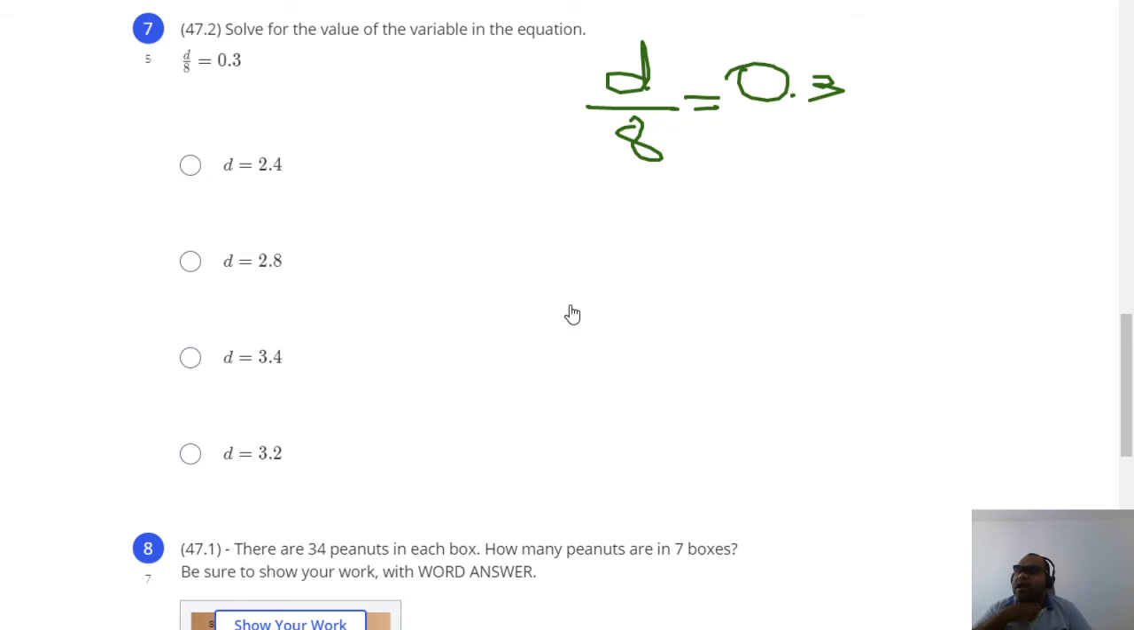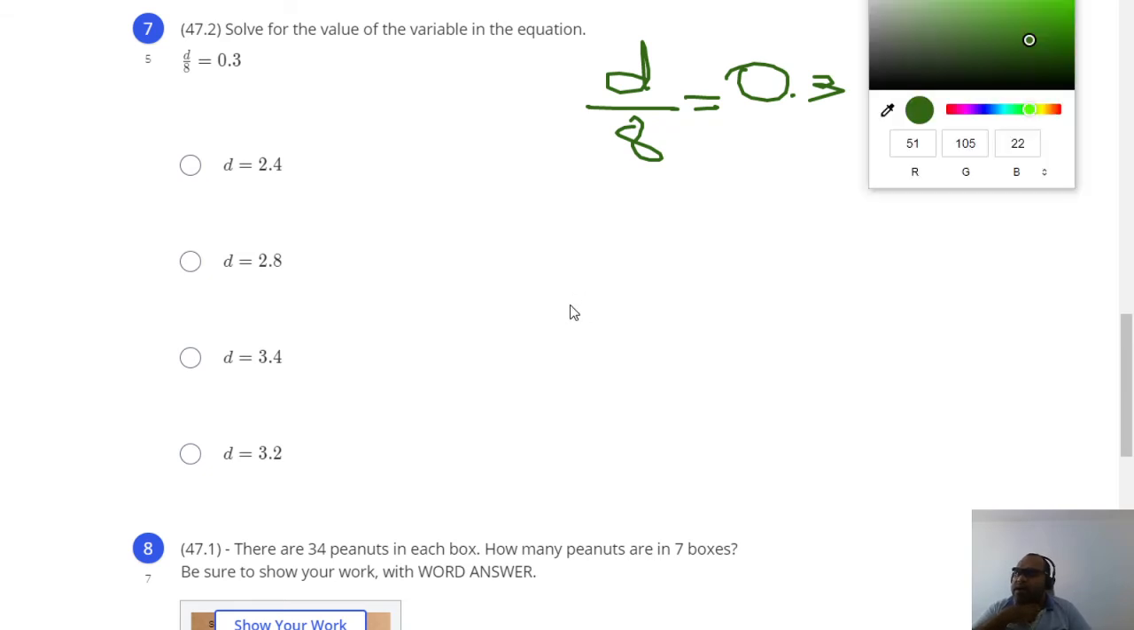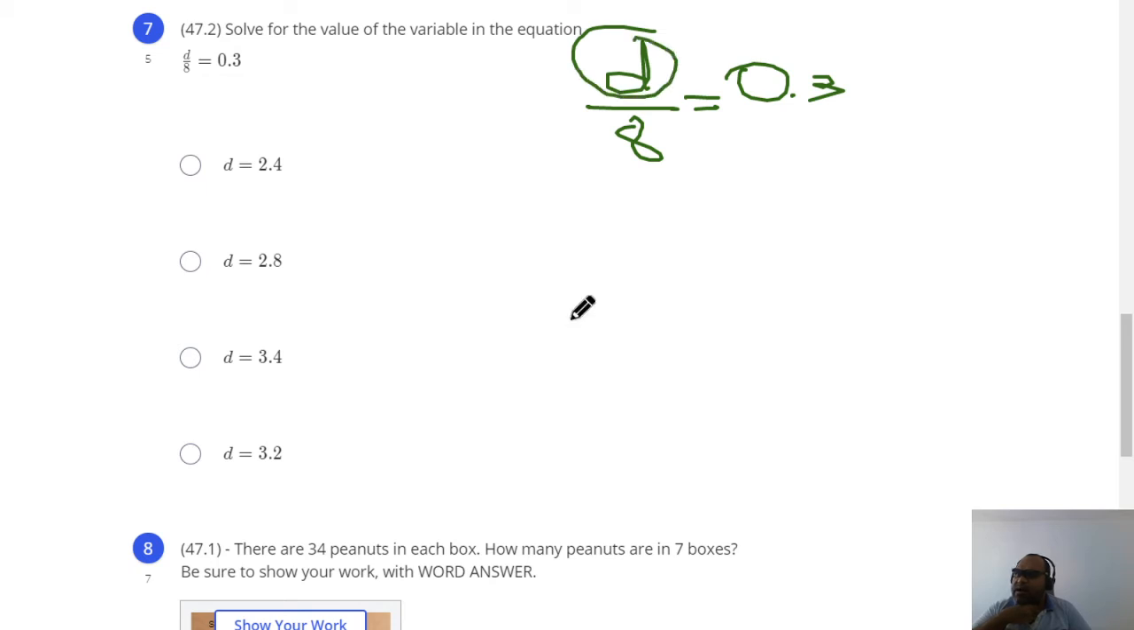Okay, where is the variable? The variable is exactly over there. Nice. I know my variable. What is the math operation tied to the variable? It's dividing by 8. What is the opposite of dividing by 8? Multiplying by 8. Times 8 here.